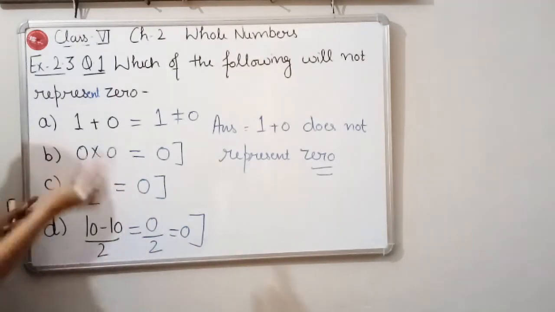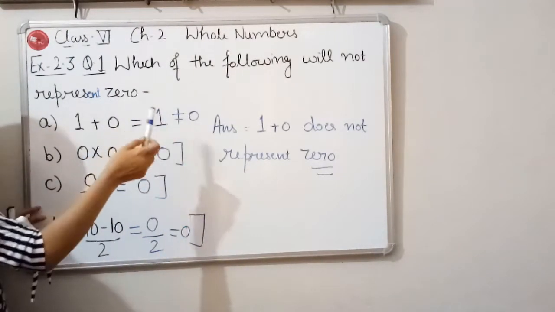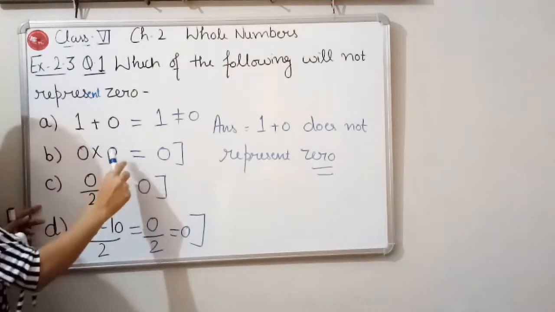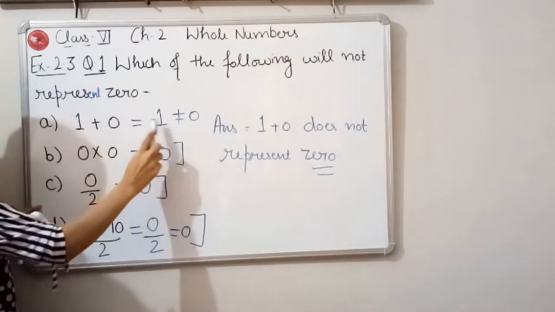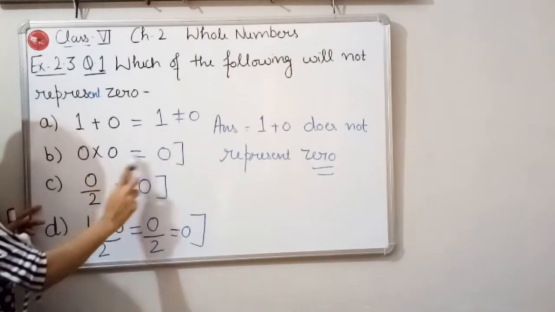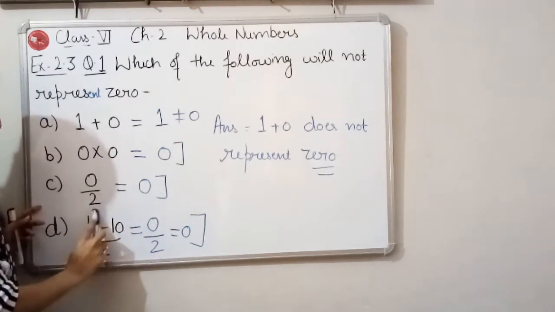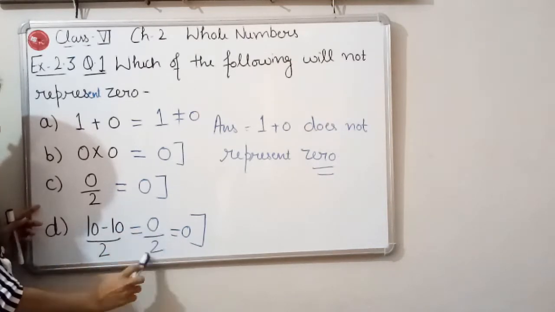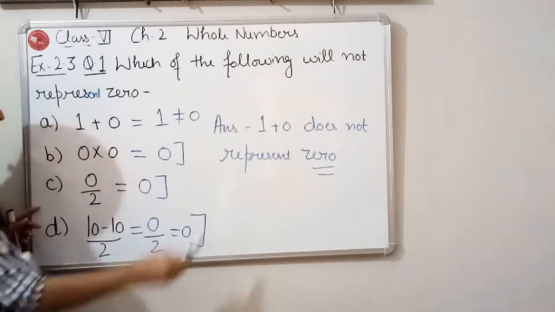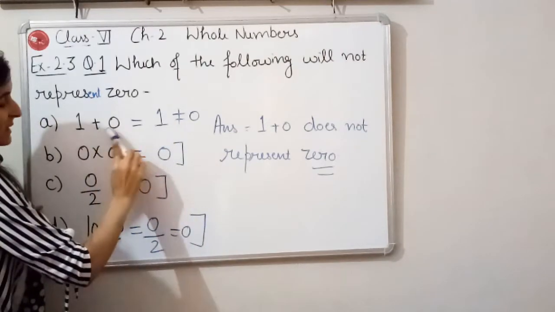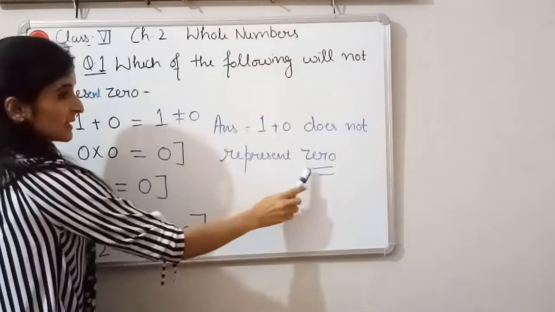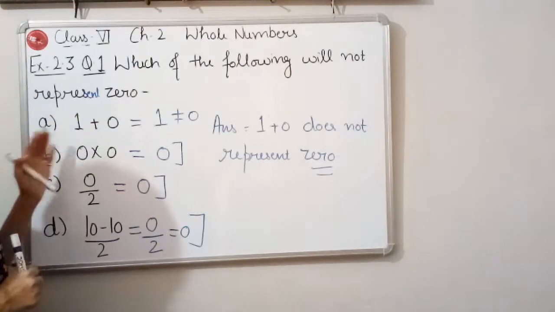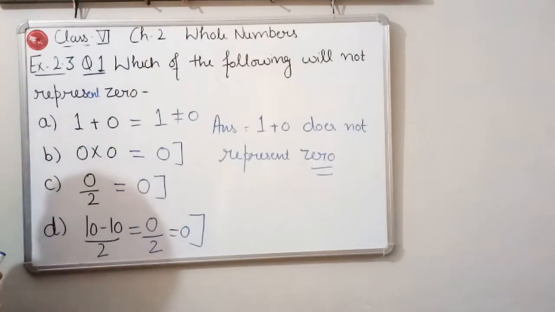Okay. What was the question? We have to check which of the following will not represent 0. So firstly we have solved. 1 plus 0 is 1. 0 multiplied by 0 is 0. 0 divided by 2 is 0. 10 minus 10 is 0 and 0 divided by 2 is again 0. So 1 plus 0 does not represent 0. Rest all of them are representing zeros. Fine. Now let's move to second question.